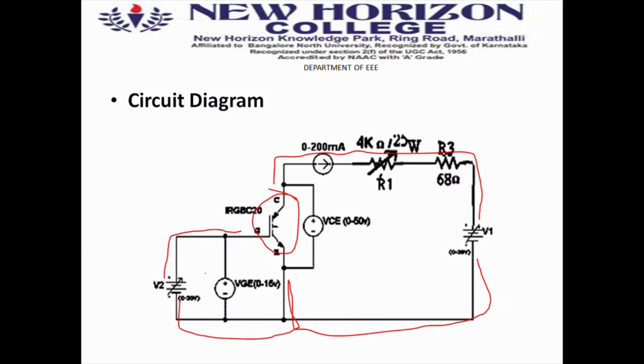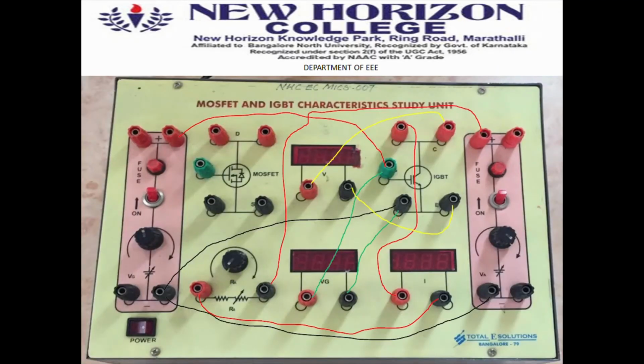Now what is the left out thing? This voltmeter I have to connect. The voltmeter I have to connect between gate and emitter, that is VGE. Then one more voltmeter I have to connect between collector and emitter. So now this has been connected here. This is VGE, connected between gate and emitter, this green color.